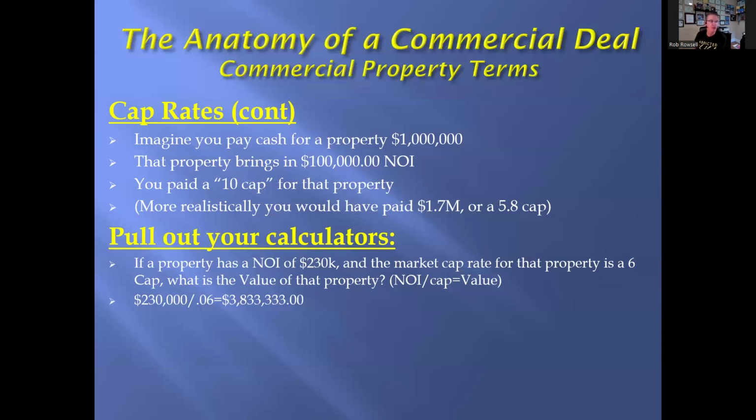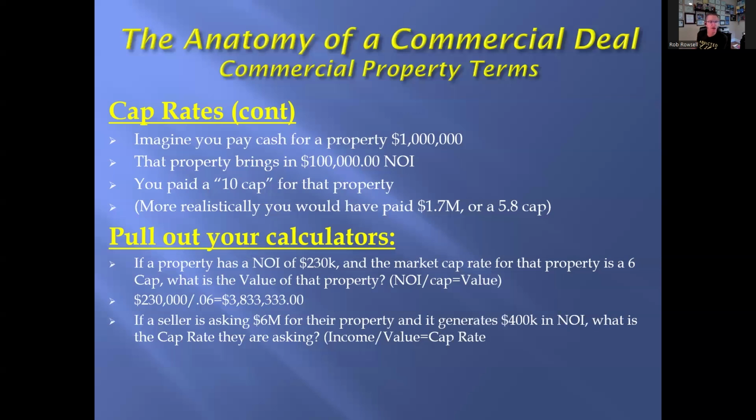But if he's asking $6 million for their property and it generates $400,000 in NOI, what is the cap rate they're asking? So we're going to do it a different way. Keep your phones out, run this equation. If I take the income, it's generating $400,000, and I divide it by the value that they're asking, $6 million. Let's say they're not telling me what the cap rate is, but I know what they're asking, and I can look down at the P&L and I know what it's generating. What's the cap rate? 6.6. He's asking a 6.6 cap rate.